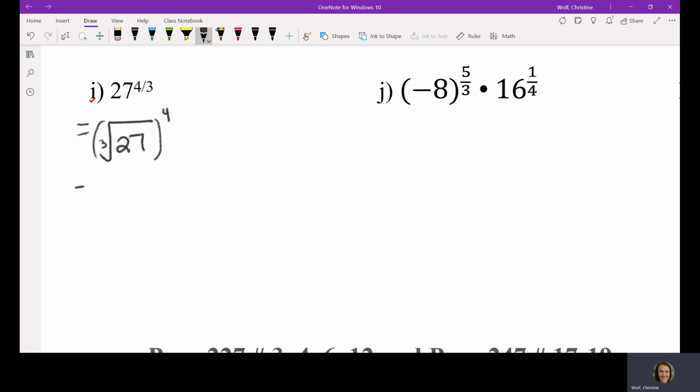So all you do in the brackets is the cube root of 27. So what times what times what is 27? And the answer is just a 3. But then that 3 goes to the power of 4 in the end. And 3 times 3 times 3 times 3 is 81.